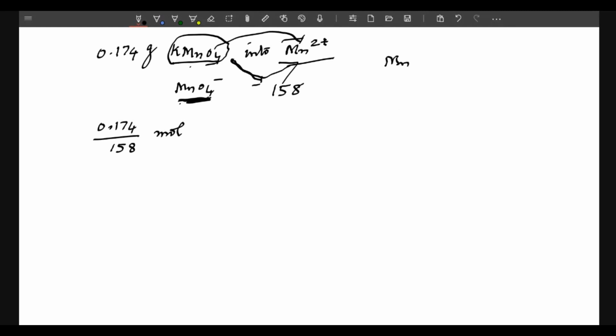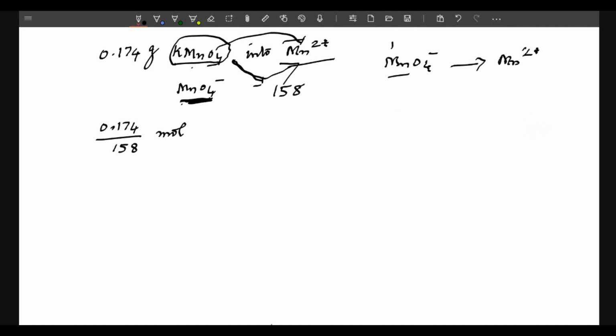What is actually taking place? MnO4 minus is converted to Mn2+. Here the oxidation state of manganese is +7. Here one manganese, here also one manganese. Then how many electrons would be involved in the process? 5 electrons are involved in the process. This is a reduction, an electrochemical reaction. Therefore, what is the relationship establishment? 1 mole of KMnO4 for reduction requires 5 moles of electrons.